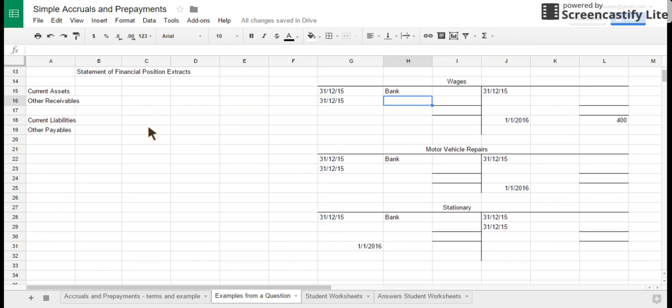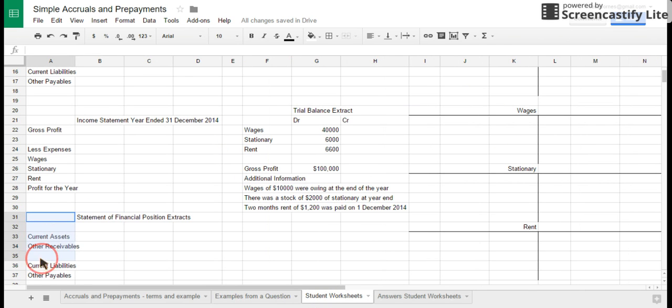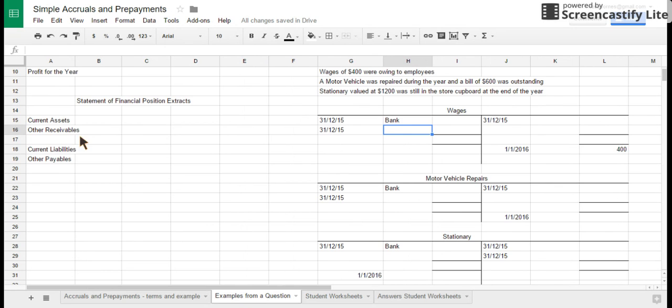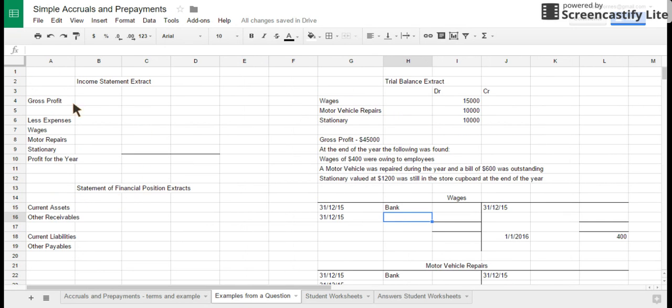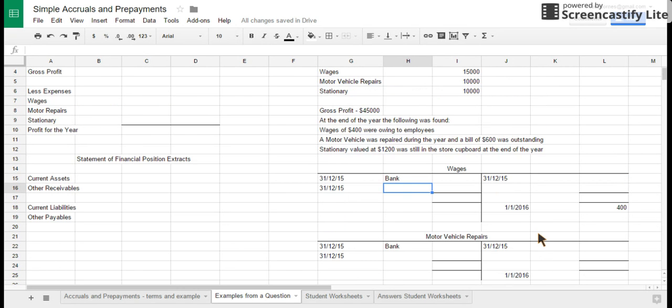Hi, welcome back. I'm going to very quickly go through the second part of simple accruals and prepayments. What we're going to focus on is a couple of different areas to what we looked at last time: how we record them in the income statement, and how we record them in the statement of financial position. But I will go through and do these three examples as well as T accounts or ledger accounts, because that's often what students find most difficult.